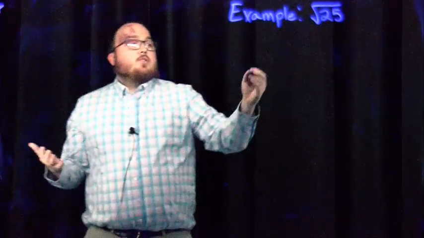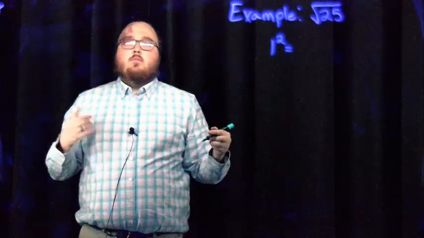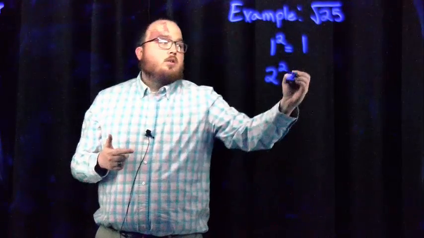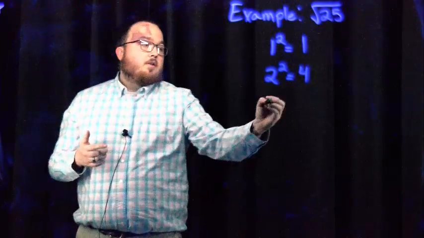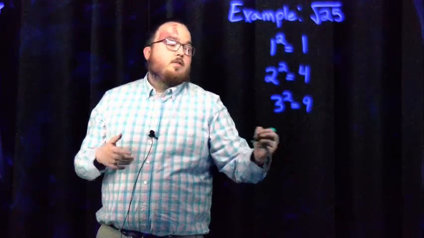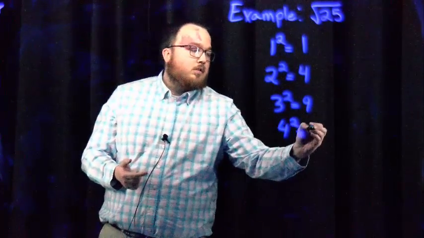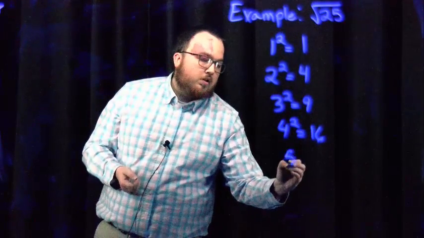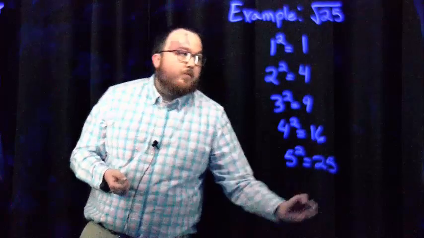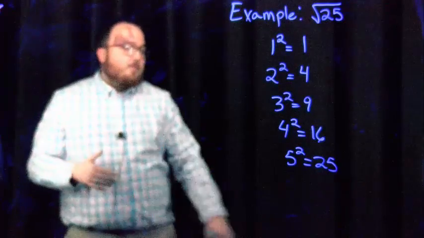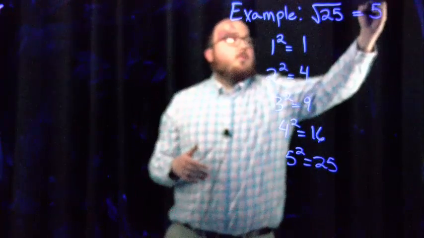So what I want to know is what squared is equal to 25. If I did 1 squared, 1 times 1 is 1, no good. Try 2 squared, 2 times 2 is 4, no good. Try 3 squared, which is 9. 4 squared, 4 times 4 is 16. Try 5 squared. 5 times 5 is indeed 25. So since 5 squared is equal to 25, the square root is 5.